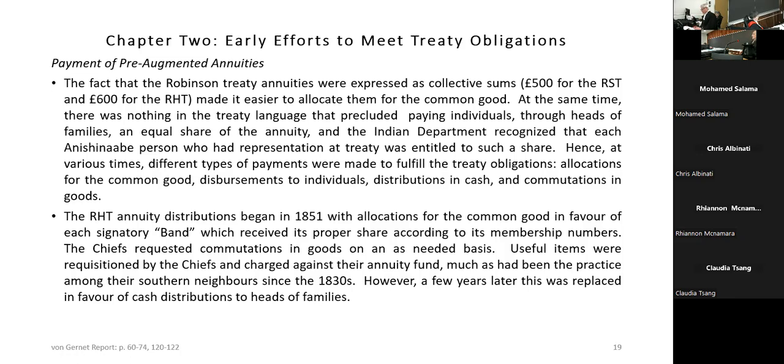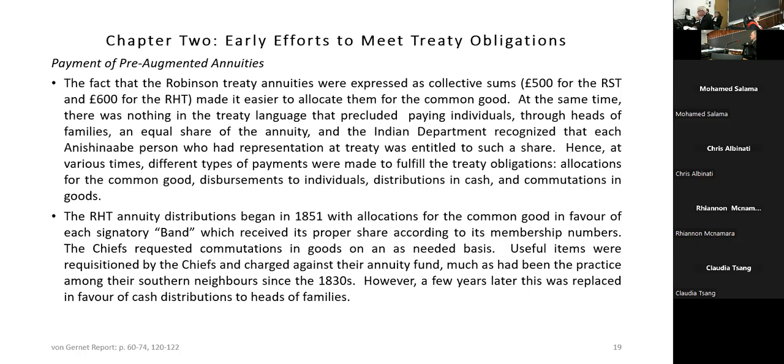And so you had several different kinds of payments. You had allocations for the common good. You had disbursements to individuals in cash, and you also had commutations in goods, because the RHT for the first few years didn't actually get cash in hand. All right, but those three possible ways of fulfilling the obligation, you say was based on what was practical at the time? Or was based on what was asked for?